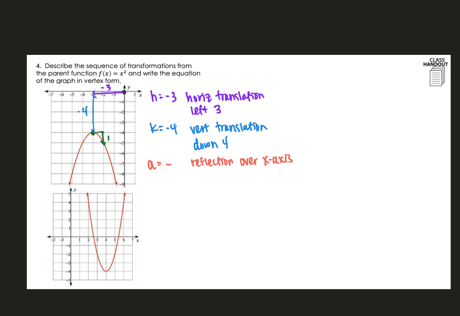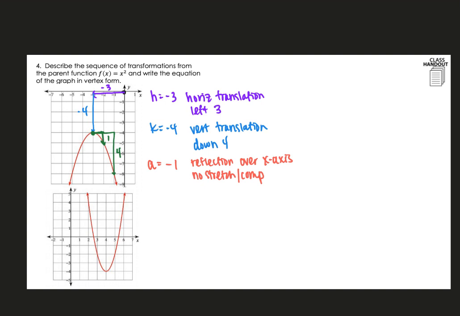So comparing that to our parent function, we would normally go over 1, up 1. So it seems the same as our parent function. Let's just check the next one. We go over 2. To get to our parabola, we would go down 4. And our parent function, that would check out as the same, which means that a is going to be equal to -1. There's no stretch or compression. It's the same width as our parent function.